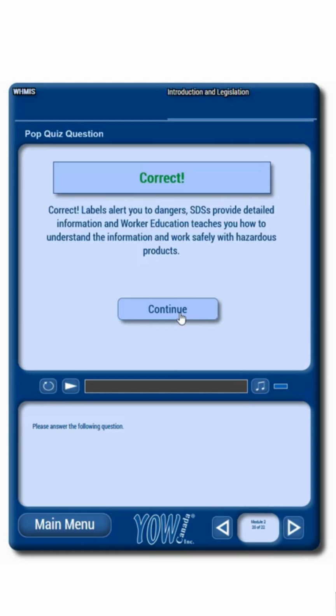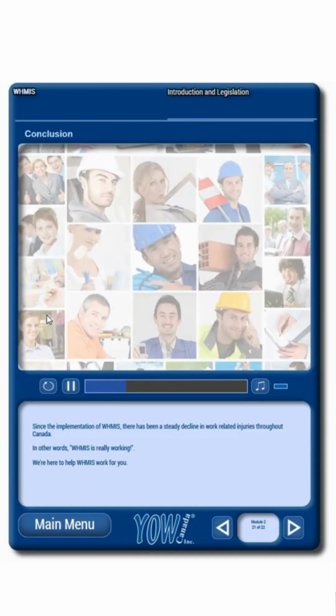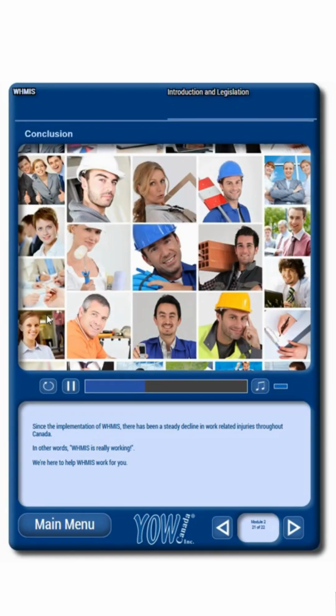Conclusion. Since the implementation of WHMIS, there has been a steady decline in work-related injuries throughout Canada. In other words, WHMIS is really working. We're here to help WHMIS work for you.